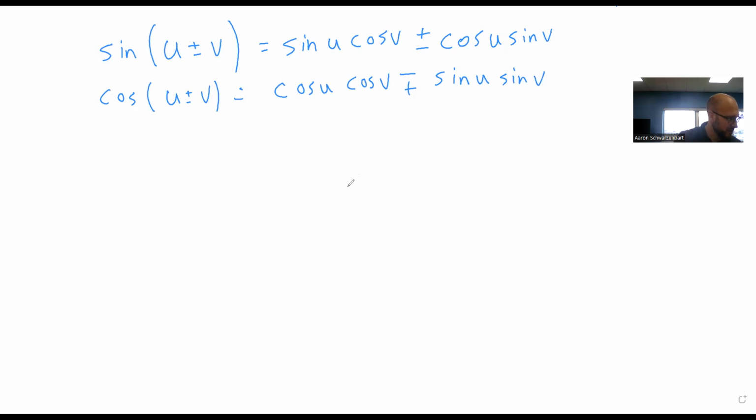Okay, I am about to apply this. So we're going to use this to find an exact value of cosine of 15. And now we do not have 15 degrees on our unit circle.